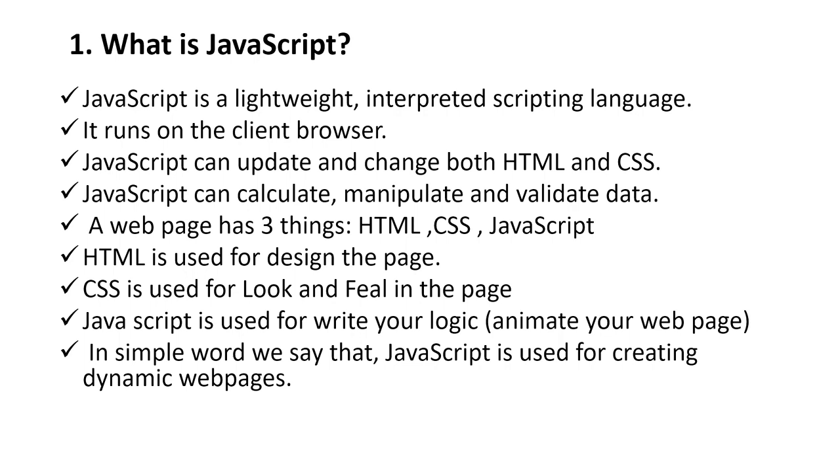What is JavaScript? JavaScript is a lightweight interpreted scripting language. It runs on the client browser. JavaScript can update and change both HTML and CSS. JavaScript can calculate, manipulate and validate data. A web page has three things: HTML, CSS and JavaScript. HTML is used for designing the page, CSS is used for the look and feel of the page, JavaScript is used for writing your logic. In simple words, we say that JavaScript is used for creating dynamic web pages.